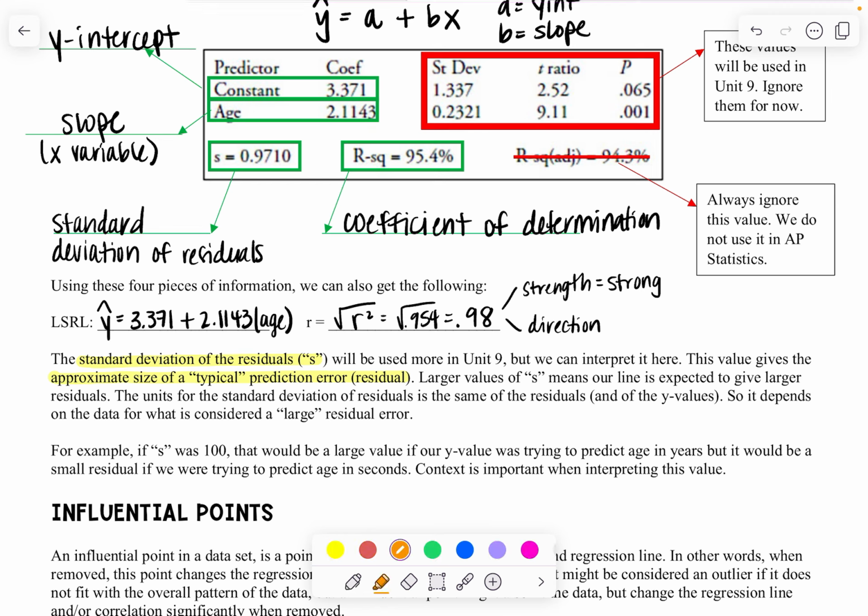So if I go in and I look at the slope, it's 0.21143, which is positive. So that means the direction of this relationship is going to be positive. If my slope was negative, I would say it's negative.